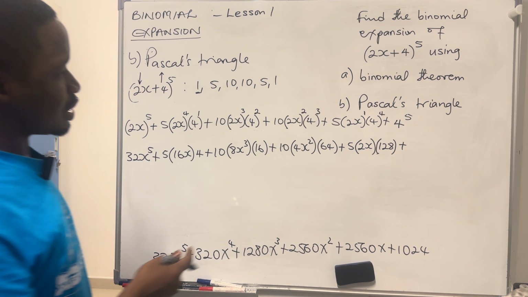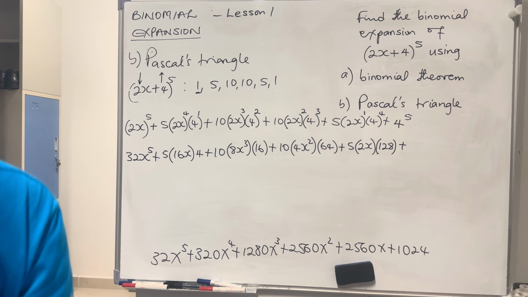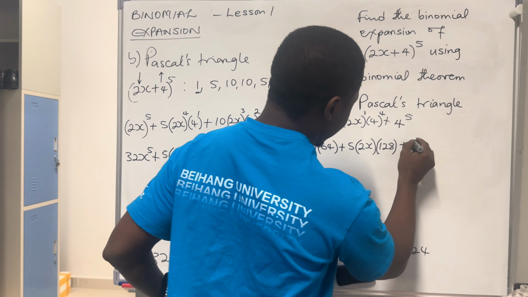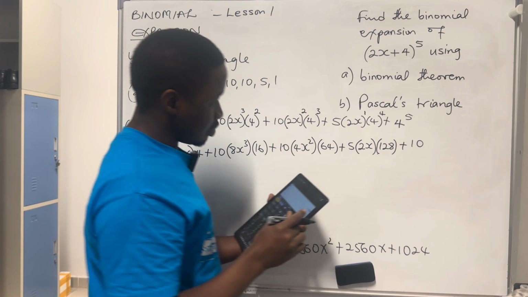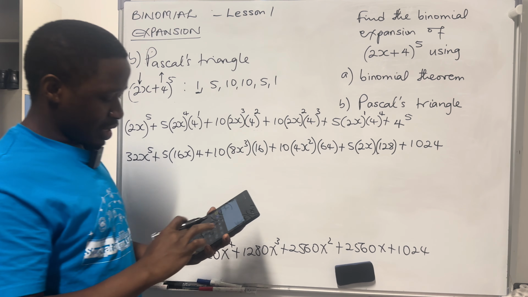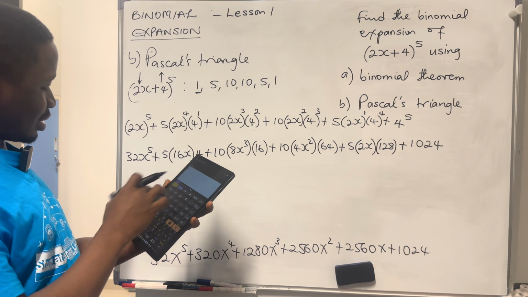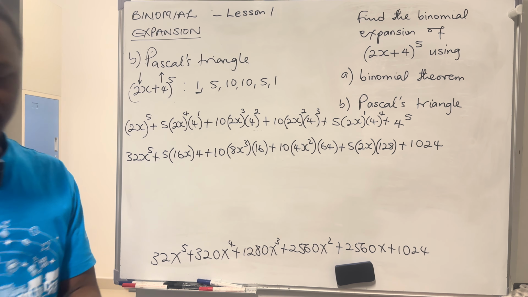Oh, this is not 128. Sorry, 4 to the power 4 is 256, and 4 to the power 5 is 1024. Yeah, I'm rushing for the time. Okay, 4 to the power 4 is 256.